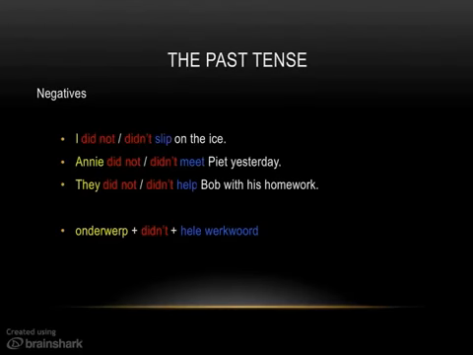So here I is the subject. Did not or didn't. And then the hele werkwoord. And then comes the rest. Annie is the subject, onderwerp. Did not or didn't. Meet is from the verb to meet, ontmoeten. Pete yesterday. They, onderwerp, subject, did not or didn't. Help, het werkwoord helpen, to help Bob with his homework.